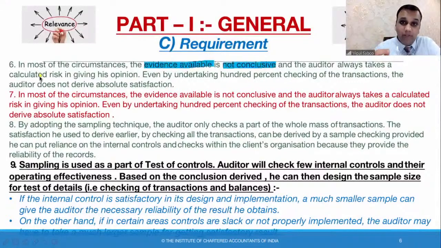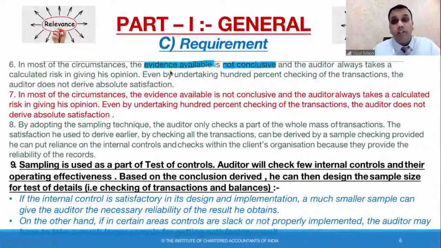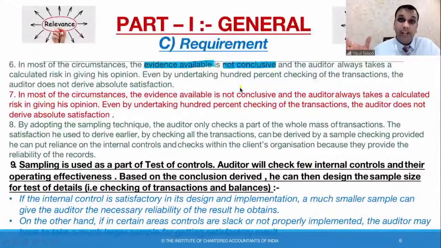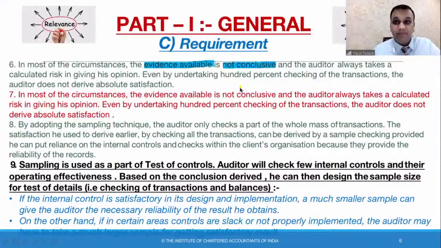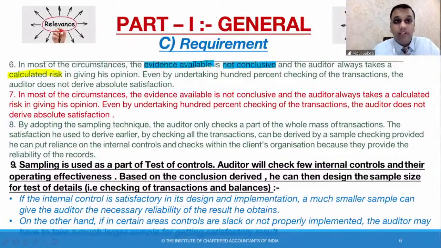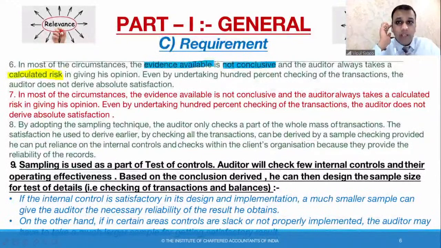So in most of the circumstances, the audit evidence available is not conclusive. Not conclusive means which does not lead us to the end, to a proper, final result. It is just a directional evidence. It does not conclude the part. And the auditor therefore always takes a calculated risk because it is not conclusive. Calculated risk is the auditor keeping in mind all the calculations whether he can bear that risk.